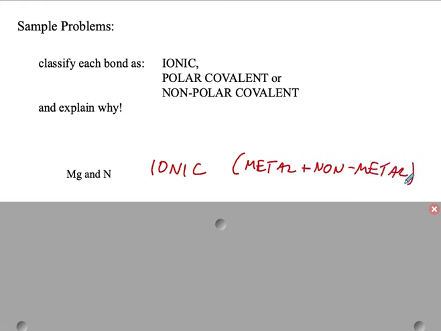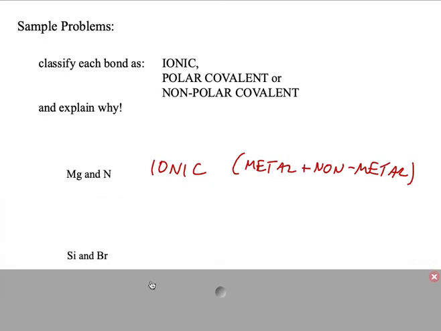Very straightforward. In the second example, silicon and bromine. Well, silicon is a metalloid, a nonmetallic element. Bromine is a nonmetal. So because I have two nonmetallic elements, I'm going to begin by saying that this is a covalent bond. But in order to determine whether it's polar or nonpolar, I'm going to need to calculate the electronegativity difference. So delta EN, I'm going to subtract the smaller electronegativity from the bigger one.